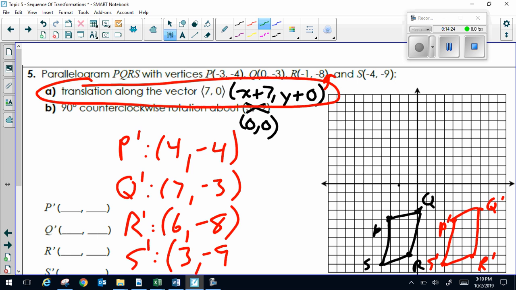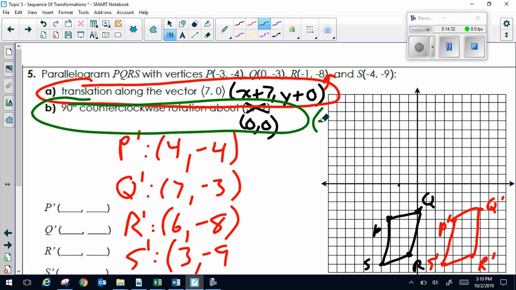Then they want me to rotate this 90 degrees counterclockwise. And again, I can't rotate it, so I got to use the rule. And the rule for 90 degrees counterclockwise would be negative y, comma, x, meaning switch them and switch the sign of the front one. So if I do it, it's going to be negative 4, 4. So if I switch the sign of the front one, it's going to be 4, 4.